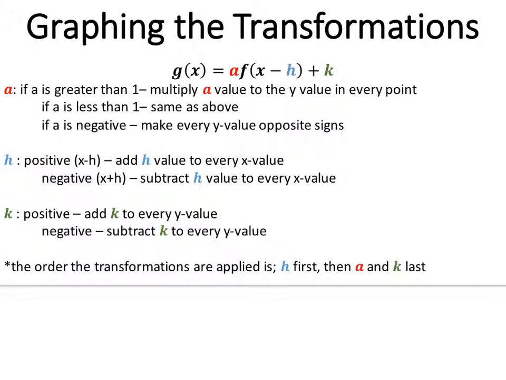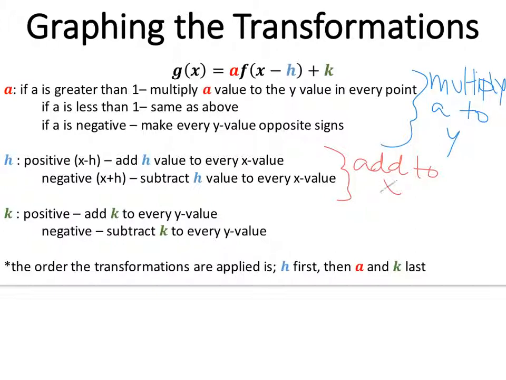So if you have an a value, you're going to multiply a to the y in every point. So that's the same for all 3 of these. So this, you're just going to multiply a to y. H shifts left or right, so that affects your x value. So whatever your h is, you're just going to add that to x. So every single point, if I have an h value, I'm going to take that and add my h value to it. K is up and down, so again, that's your y value. So here we're going to add to y.